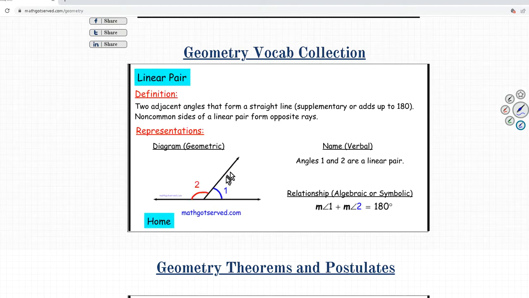Remember the linear pair postulate. Basically, if two angles form a straight line, they are supplementary, or they add up to 180 degrees. Keep that in mind.